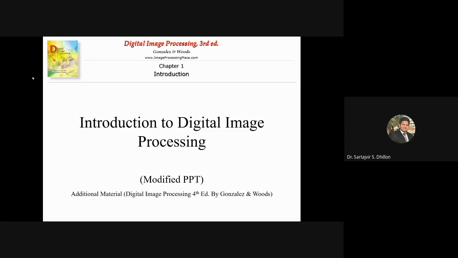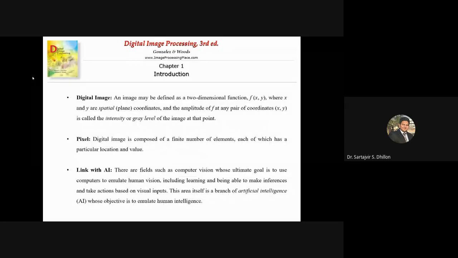And please note that these PPTs are a modified version of a basic PPT. Let us start with the brief history and the basics of digital image processing. First, we have to cover the digital image, and yesterday we have already covered this point.